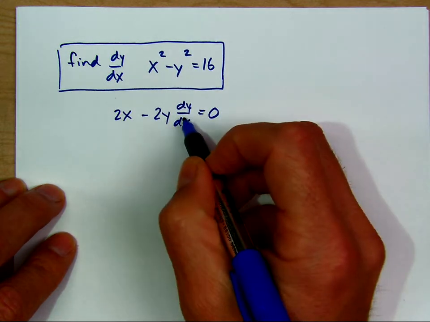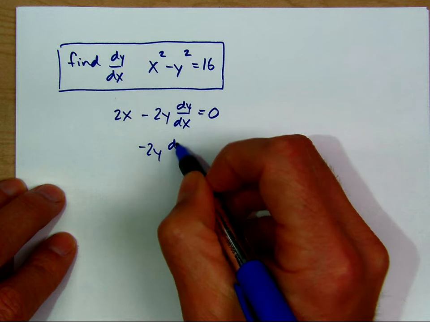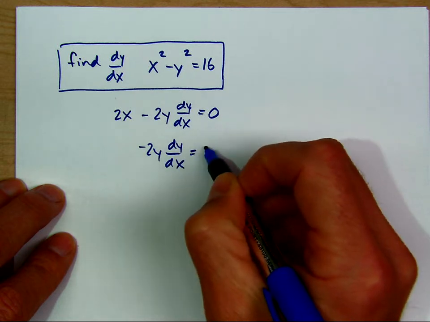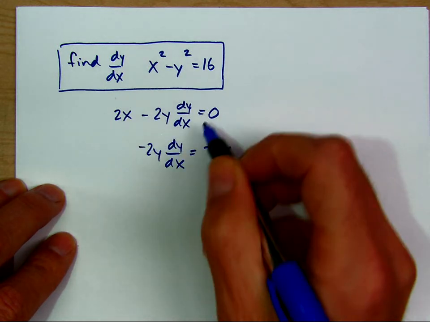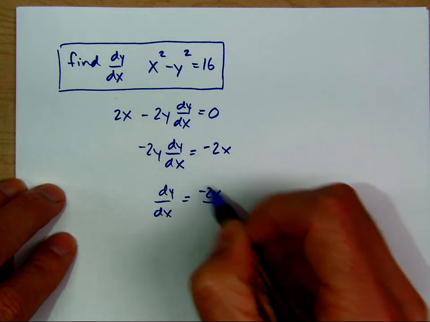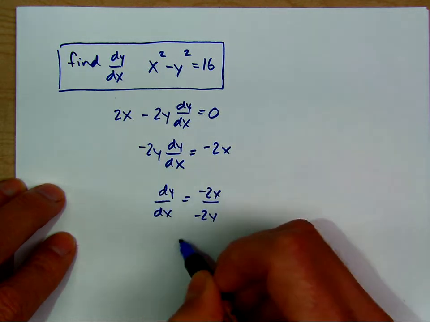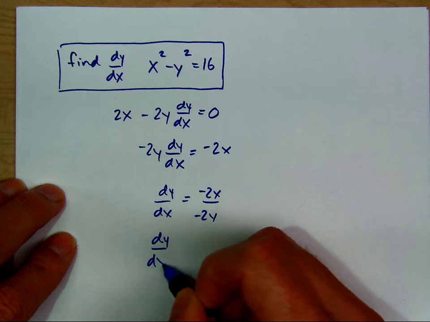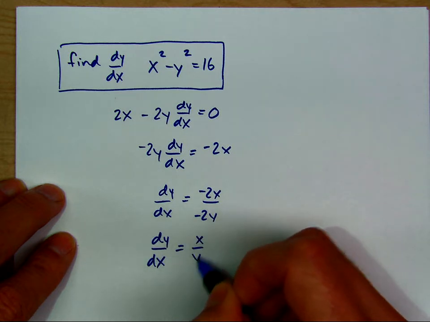And now we want to get dy dx by itself. Subtract 2x. Divide by negative 2y, x or y.